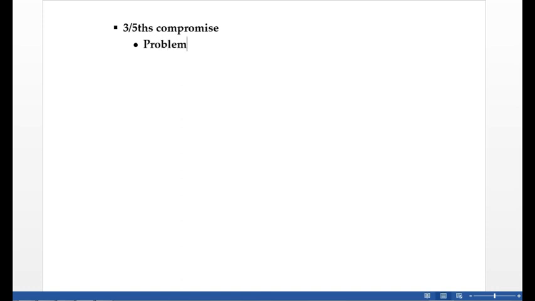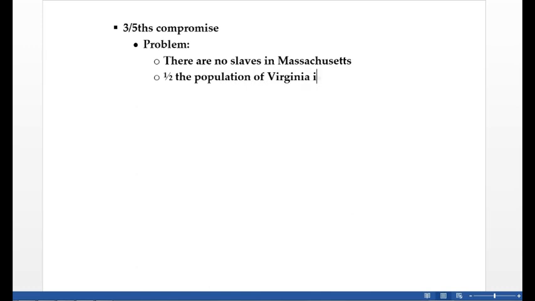The problem was this. There are no slaves in Massachusetts. Half the population of Virginia is slaves. How do we count them? Well, one at a time. No, how do we count them for representation in Congress?